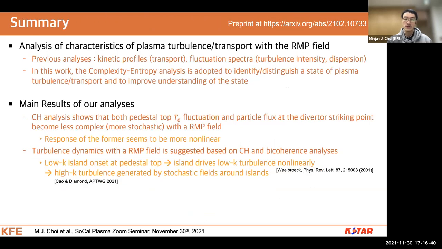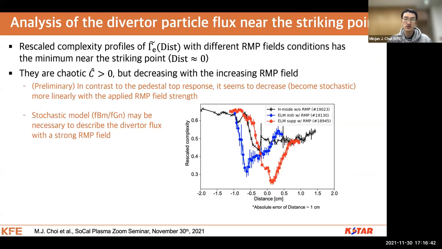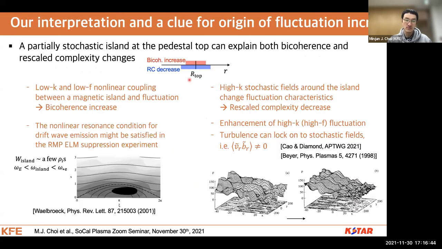Okay, firstly, our interpretation is that low K island structures would drive low frequency and low K turbulence by nonlinear coupled resonance. Where is my pointer? Can you see my pointer? Okay. Can you see my pointer now?